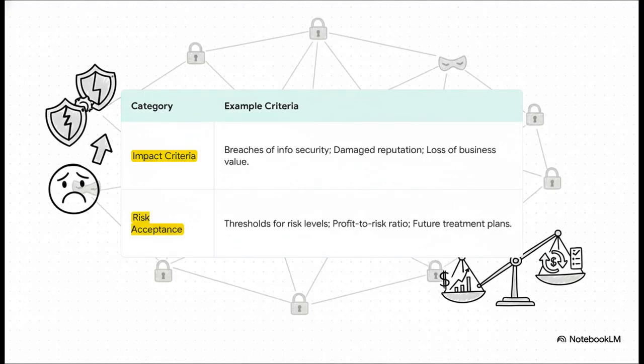First, organizations look at the impact criteria. This is the what could go wrong list, things like a data breach, damage to their reputation, or getting hit with legal fines. Then, they set their risk acceptance criteria. For example, a new startup that's trying to innovate quickly might be willing to accept more risk than a huge established bank. It's all about finding that unique balance between risk and reward for your specific organization.